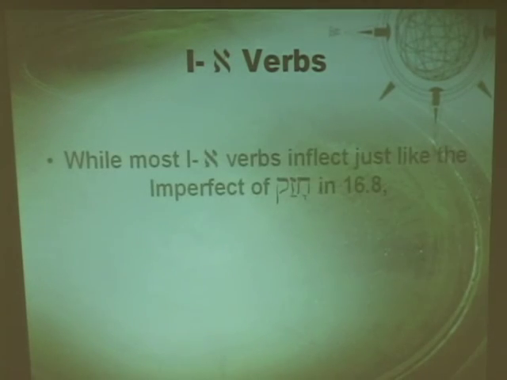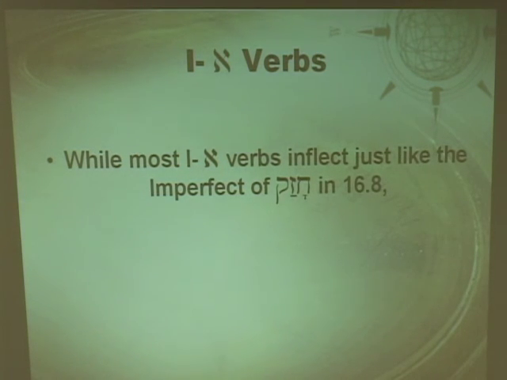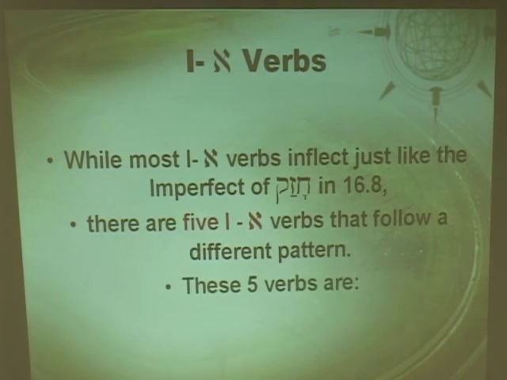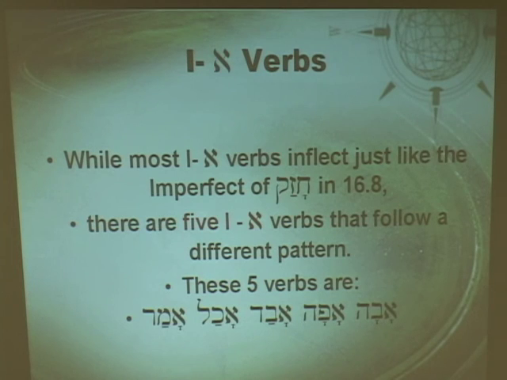For first aleph verbs, while most first aleph verbs inflect just like the imperfect of hazak in paragraph 16.8, there are still some changes. There are 5 first aleph verb types that follow a different pattern. And these are the following verbs: amar, akal, avad, apah, and avah. And they're all listed here in the footnote on page 178 in your textbooks. These 5 verbs follow different patterns.